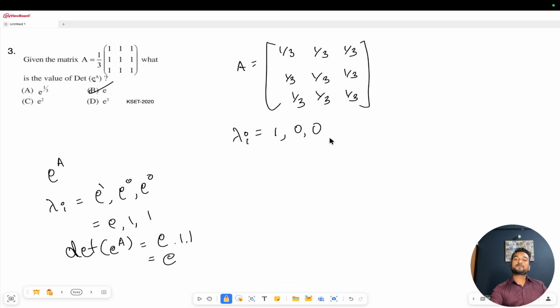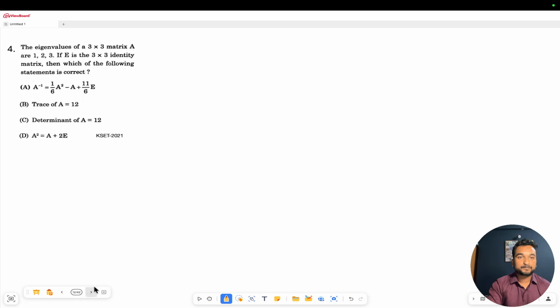So option B is correct. If you don't remember this property, you can calculate the eigenvalues by applying determinant of A minus lambda I equals 0. From this you will get 3 eigenvalues. Then if you have them for A, you can write eigenvalues for any function of A. From there you can calculate trace of A or determinant of A according to the question.